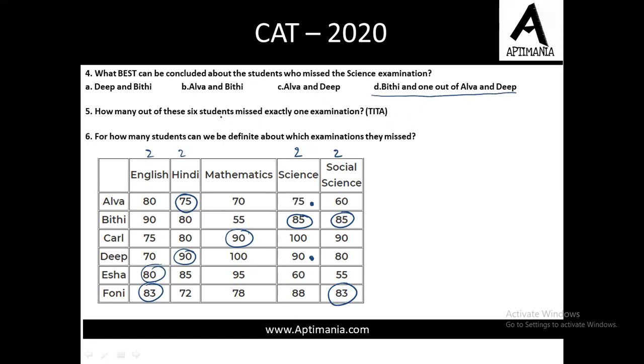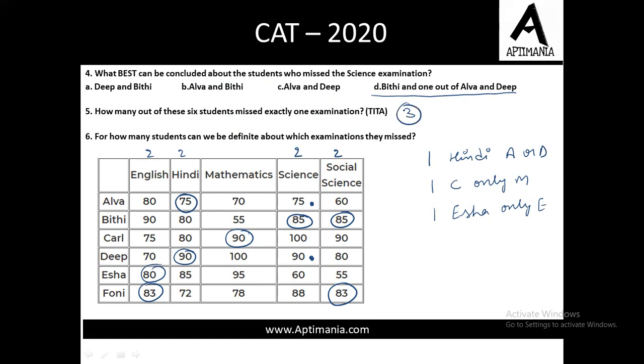Next question, how many of these 6 students missed exactly one examination? Exactly one. So we have one student who has missed only Hindi examination, and that student is either A or D. We are not sure about him. One student is C, who missed only maths examination, and from this table we can see that one student is Isha also, who missed only English examination. So the correct answer to this question is, there were 3 such students.